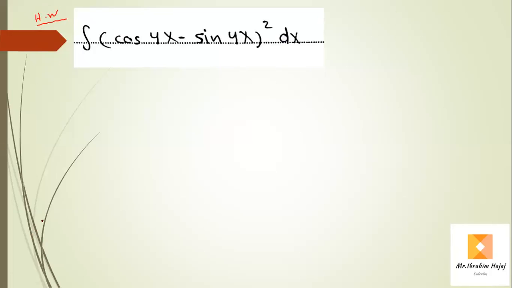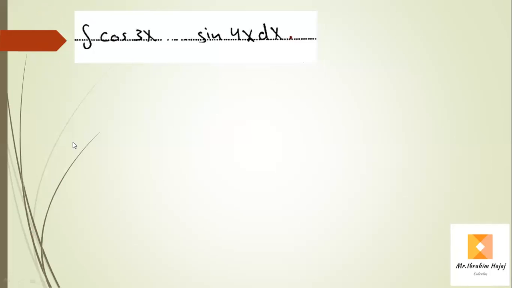Same idea: expand first using a squared plus 2ab plus b squared, and try to convert this product to a sum. It's a product here, cosine 3x multiplied by sine 4x. You change the product to a sum.